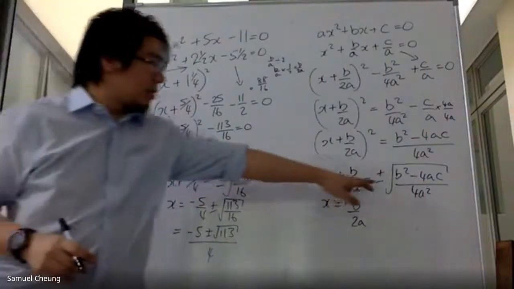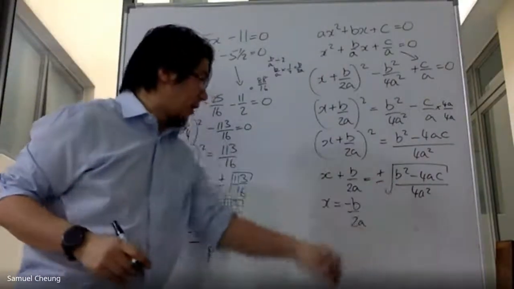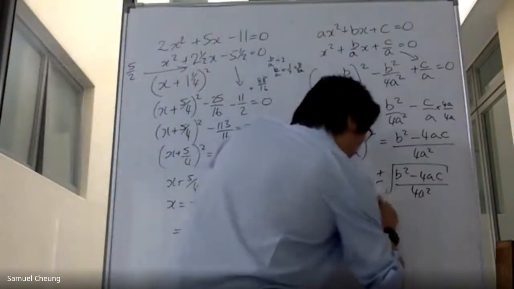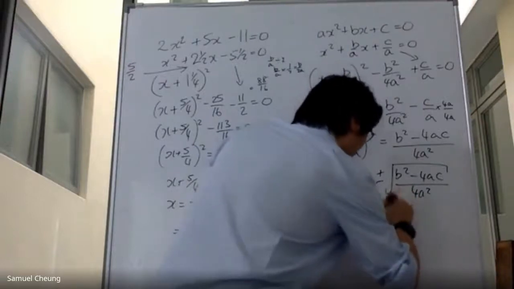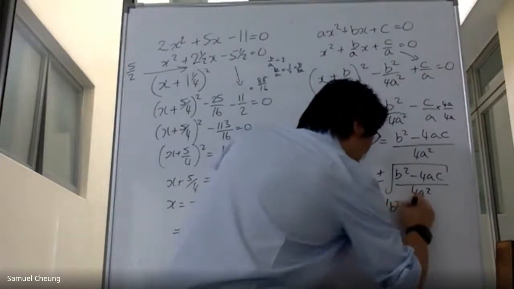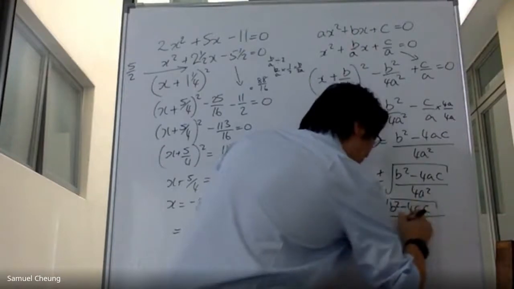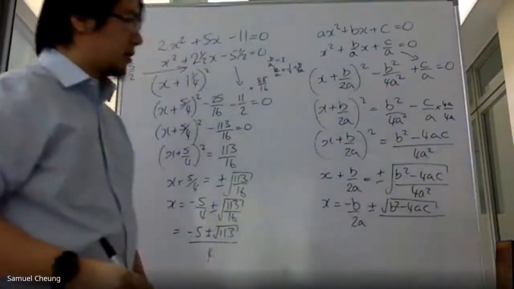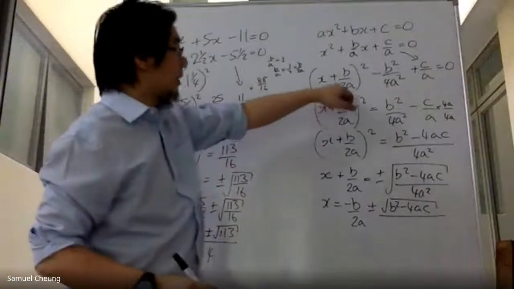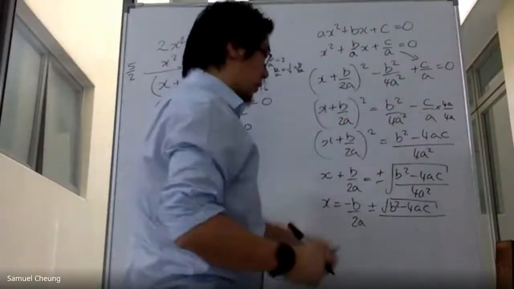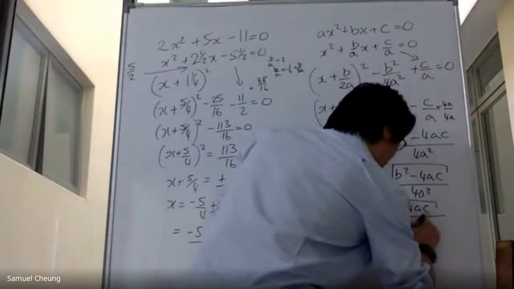And then what I'm going to do is simplify the bottom here, because what I've got is the root of b squared minus 4ac on the top. And that's going to be divided by the square root of 4a squared. We saw that something squared is 4a squared. So when I square root it, I just get 2a.